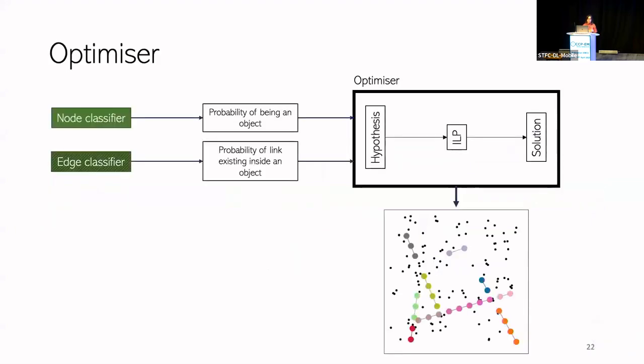And the idea is that we have these probabilities, the probability of a node being an object or a link existing inside an object, and we build this hypothesis. We have some combinatorial search, and basically we get a solution that gives us the most probable solution of each object. Okay, and basically what it does is that it goes through the graph, through all of these probabilities, and chooses the one with the highest probability of these objects being what they are.